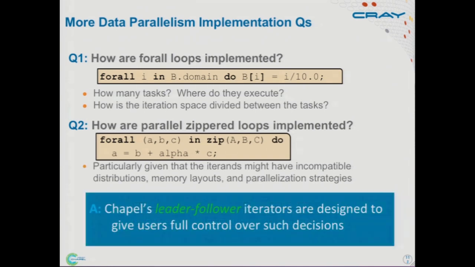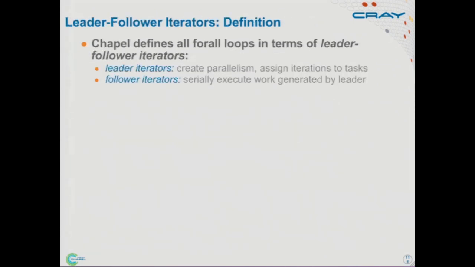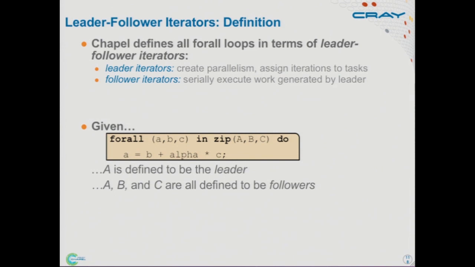And the answer here is similar to domain maps. The idea is that you should be able to come up with any decomposition of forall loops across tasks, and the work across those tasks, and do that yourself within the language. The features we use to do that are called leader-follower iterators. Every time we have a forall loop, one of the things you're iterating over is the leader, and the other things are the followers. The leader is the thing which gets to decide all of the policy for the loop. How many tasks should we run? Where should those run? How are they going to divide up the iteration space amongst themselves?